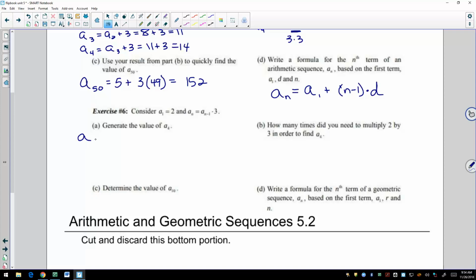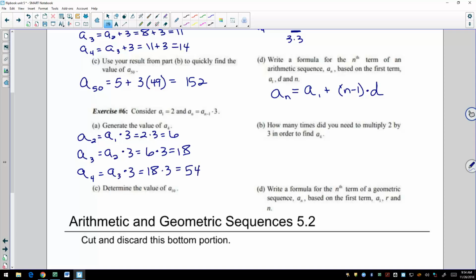So we want to find a sub 4. Well, without knowing our formula, we'd have to sit here and find a sub 2 first, which would be a sub 1 times 3, which is 2 times 3, which is 6. Then we would find a sub 3, which would be whatever a sub 2 was times 3. Well, that was 6 times 3 is 18. And finally, to find the one they actually want, you would do a sub 3 times 3, which was 18 times 3, which is 54.